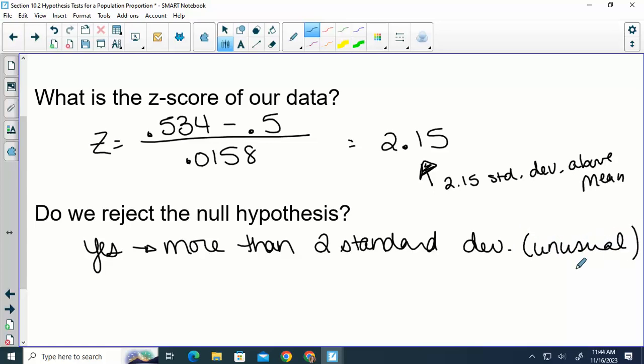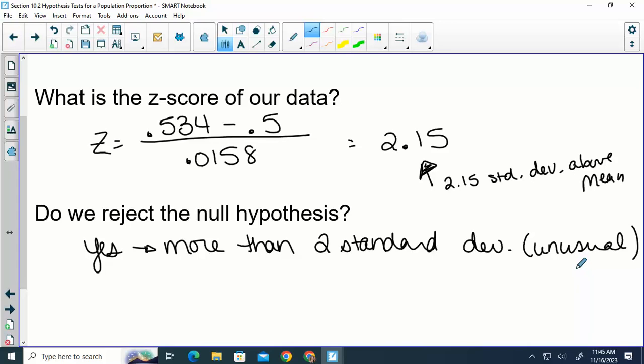So what that means is if the null hypothesis is true, so if it's true that only 50% of people want to ban cell phones, then there would be a very, very small chance of us getting a set that had 534 individuals. So it is such a small chance to get the data that we got that we would assume then the null hypothesis was not in fact true, and that the actual proportion is not 0.5, it is higher. You guys okay with that?